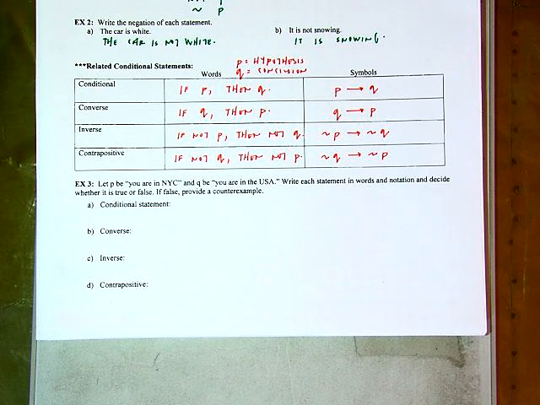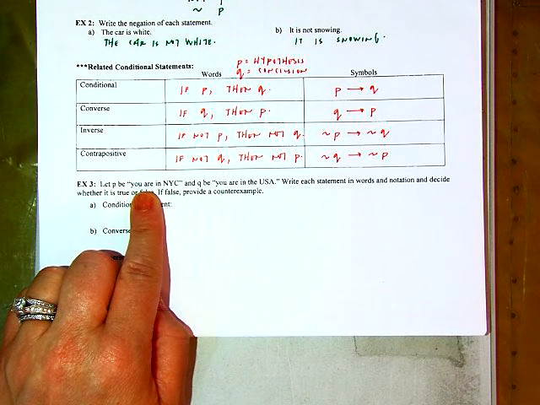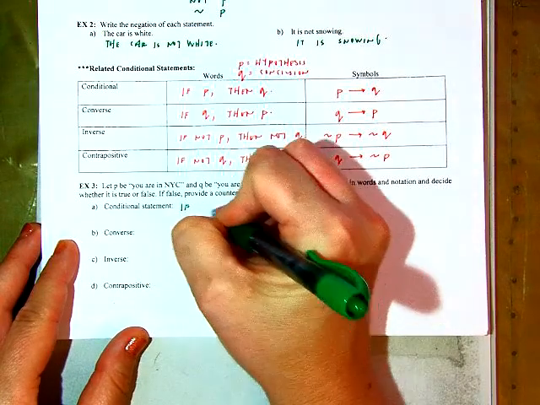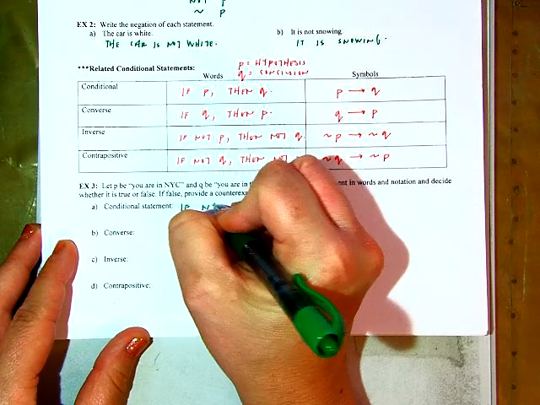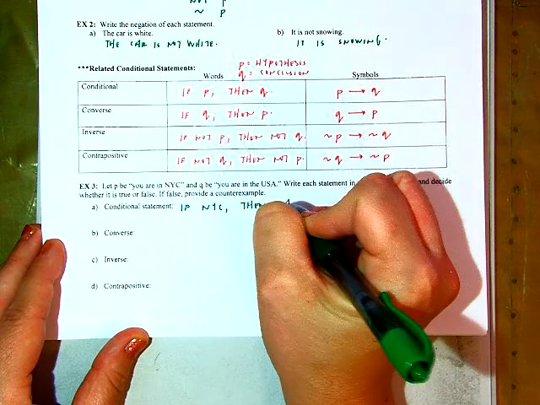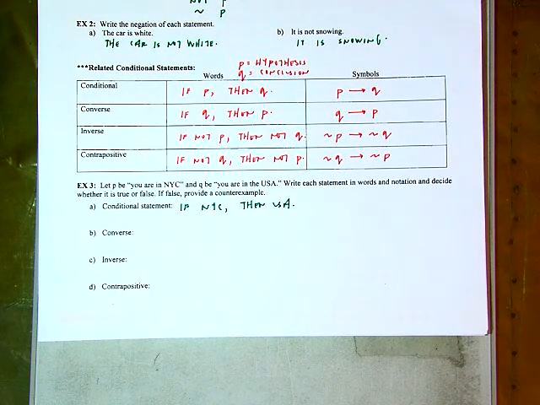So let the hypothesis be, you're in New York City. And Q, the conclusion, you're in the United States of America. So write each statement in words and notation and decide whether it's true or false. Okay, if it's false, we know to provide a counter example. So the conditional would be, well, if you're in New York City, then you're in the USA. I'm just writing it shorthand, right? If New York City, then USA.